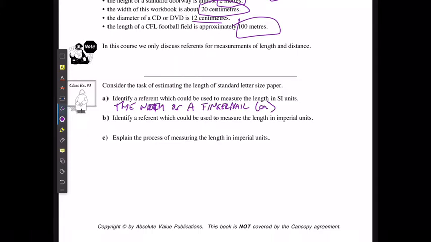If I'm doing one which could be used to measure the length in imperial units, well, if I'm using imperial units, then I'm probably going to go with the width of the thumb across the joint. Which approximates an inch.